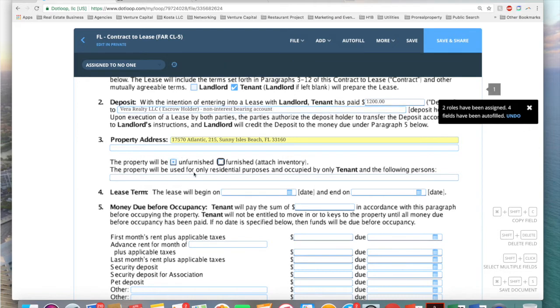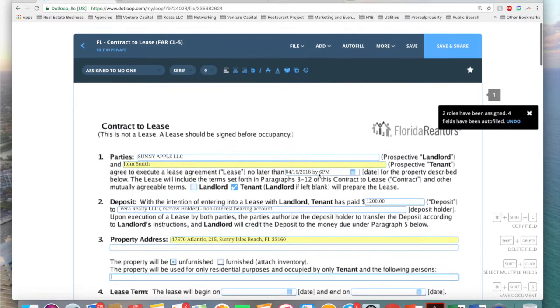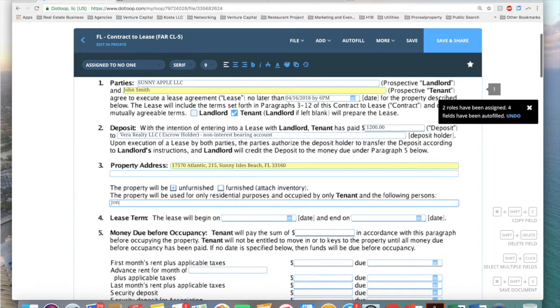The property will be used for only residential purposes and occupied by only tenant and following persons. So we'll put John Smith and Mary Smith. We'll put in parentheses spouse of John. She can also be on the lease over here. Depends how the tenant wants to request it, but you have to state everybody who will be living on premises. If it's kids, or if John and Mary had kids, I also would have inputted here.